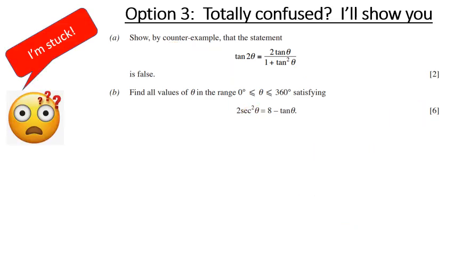Okay, I'm now going to go through this question, so if you haven't tried it on your own yet, please stop me. Now in part A, I'm just going to pick a random value for theta, a bit of trial and error. I'm going to see if I can find one where the left hand side and the right hand side give different values.